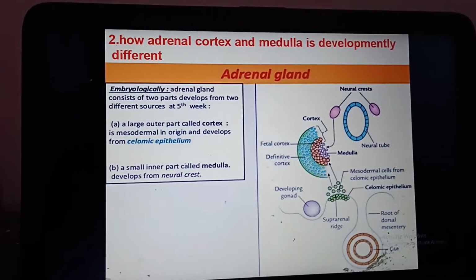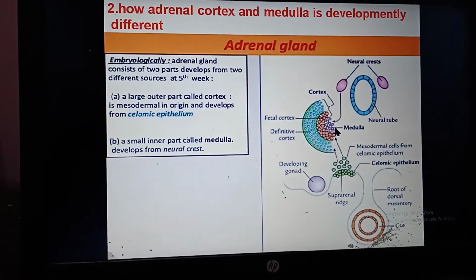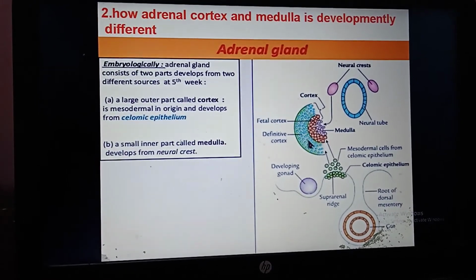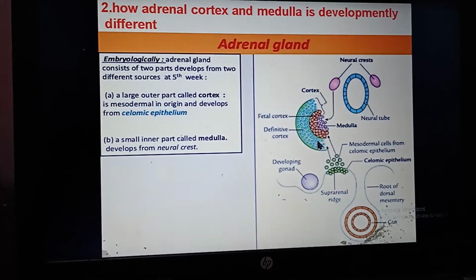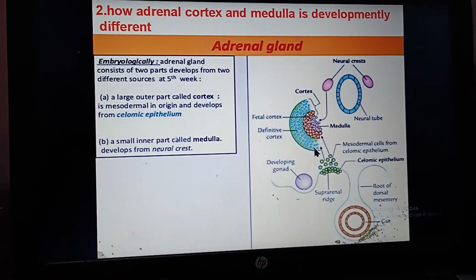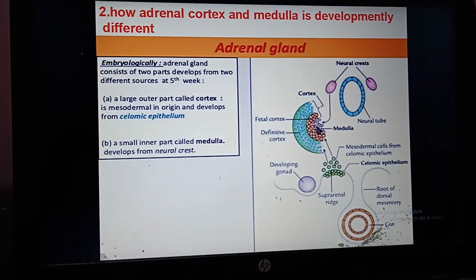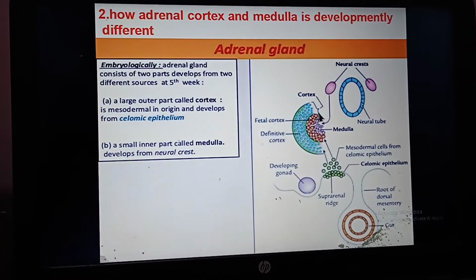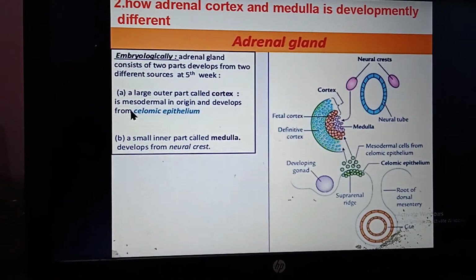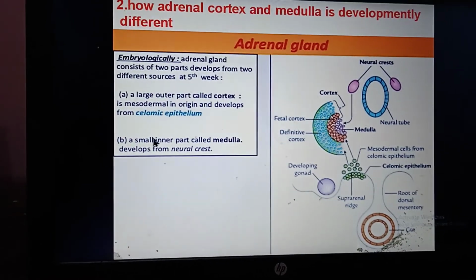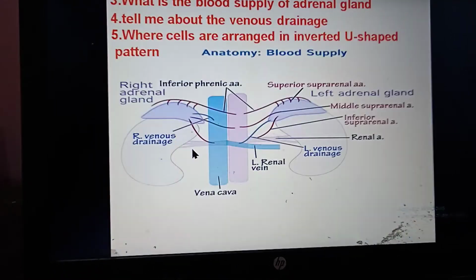How is the adrenal cortex and medulla developmentally different? This is the adrenal cortex in blue color, and here is the adrenal medulla. The adrenal cortex is developed from the coelomic epithelium, which is mesodermal in origin, whereas the medulla is derived from the neural crest cell, which is ectodermal in origin. Here it is written: a large outer part, that is cortex, mesodermal in origin, developed from coelomic epithelium. A small inner part, medulla, developed from neural crest cell, which is ectodermal in origin.